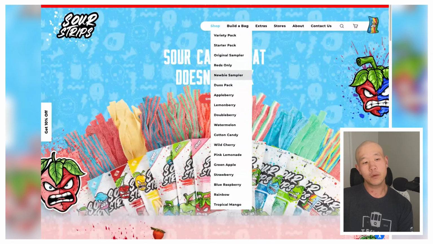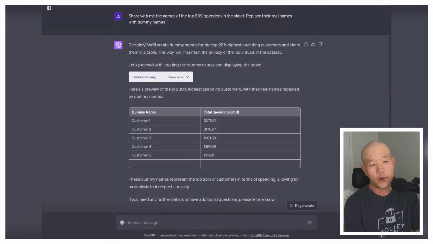With my highest value customers, do they tend to aggregate around certain types of products or flavors? Whatever it is, it's worth knowing so you can use it as feedback to optimize your processes. And Code Interpreter makes this really easy. So let me show you another example. All right, so we're back in Code Interpreter.